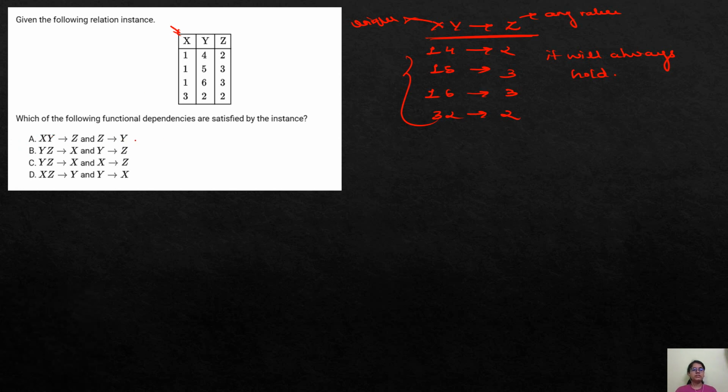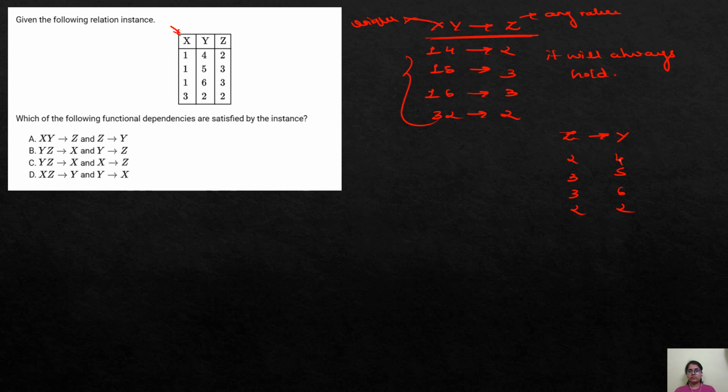Now let's check for Z deriving Y. So let's write it one by one. Z values are 2, 3, 3, 2. Y values are 4, 5, 6, 2. Can you see that the RHS side is not unique, because we have 2 threes. That's why it is not unique. So we have to check one by one, manually.